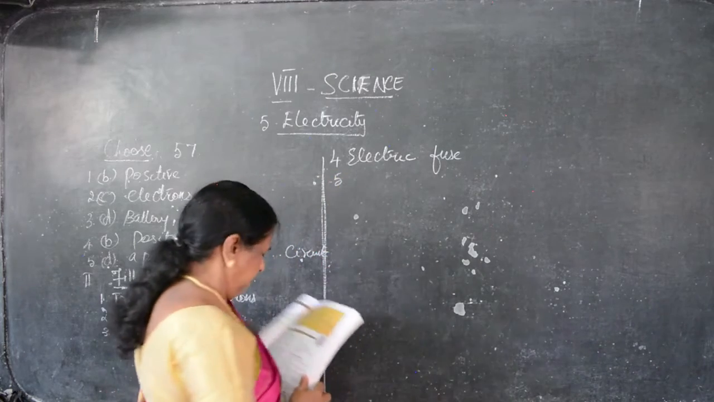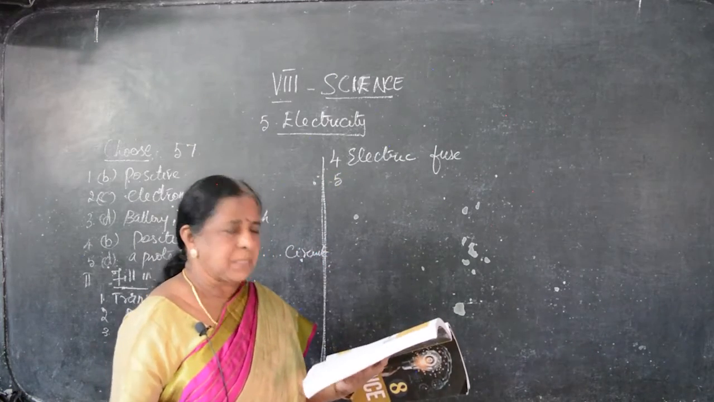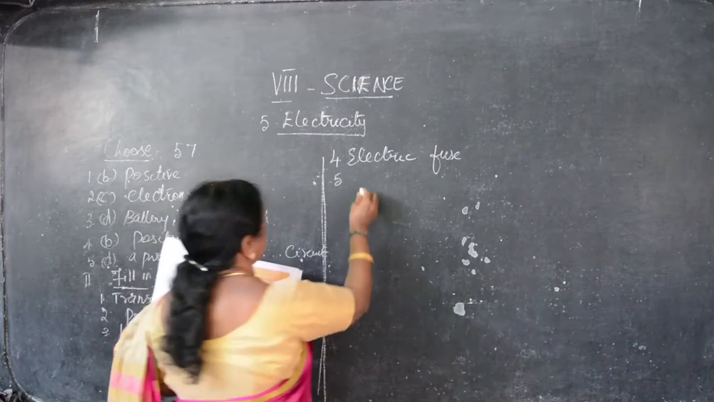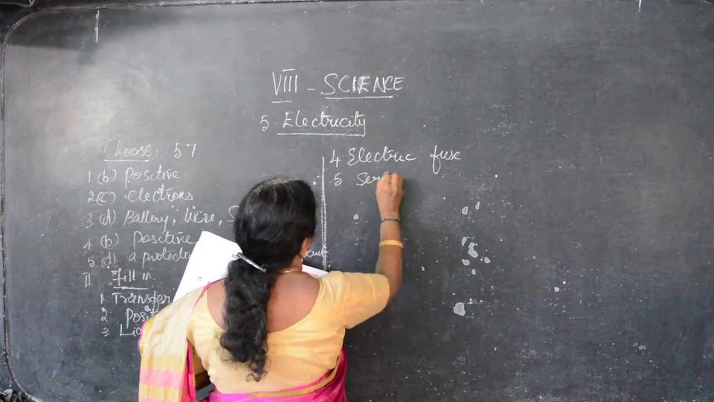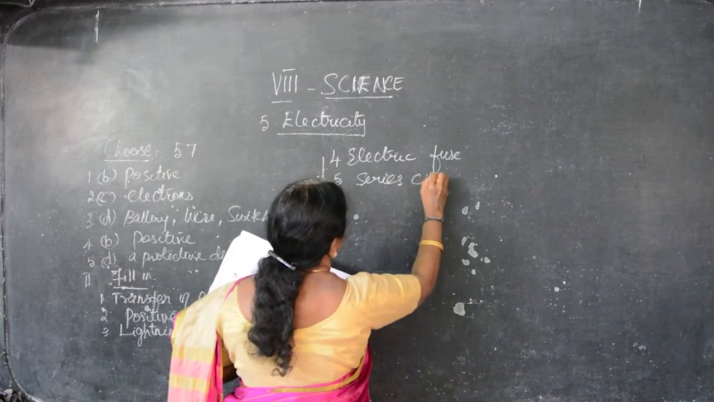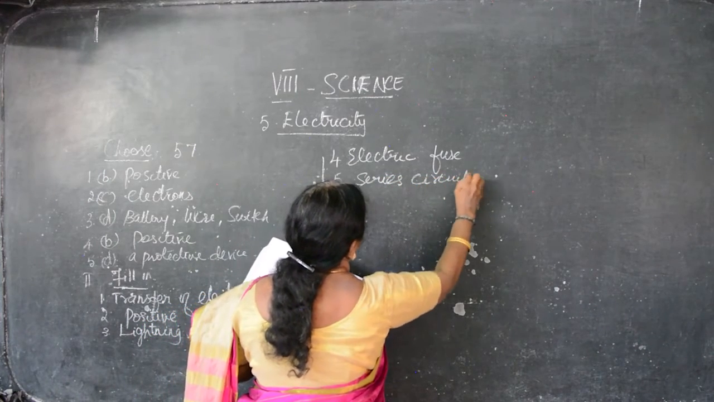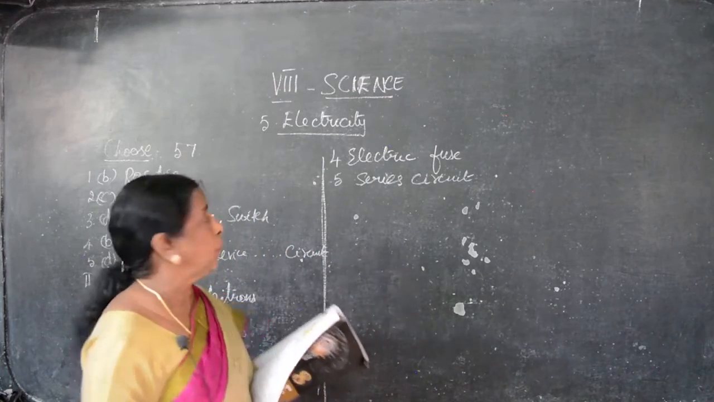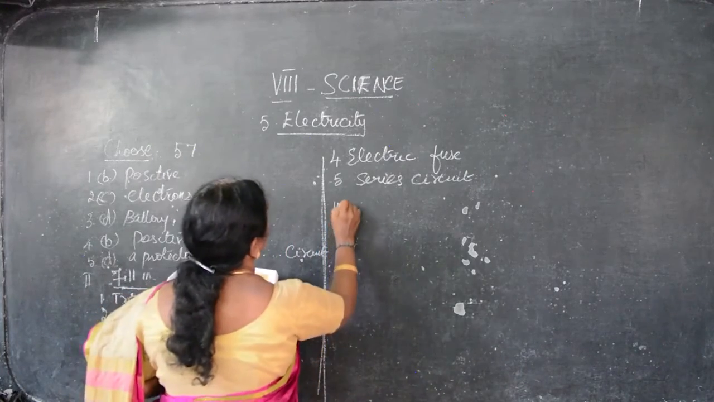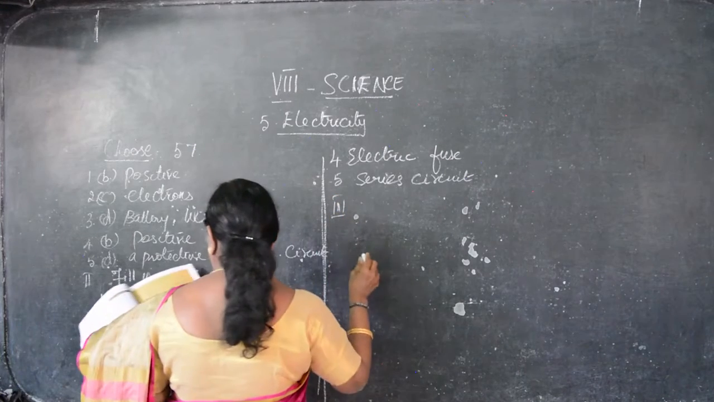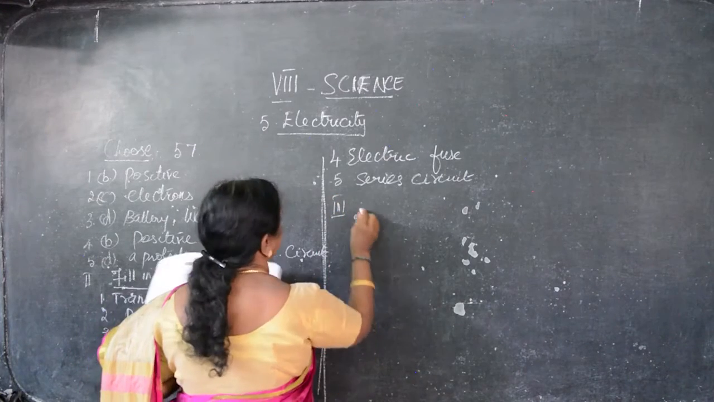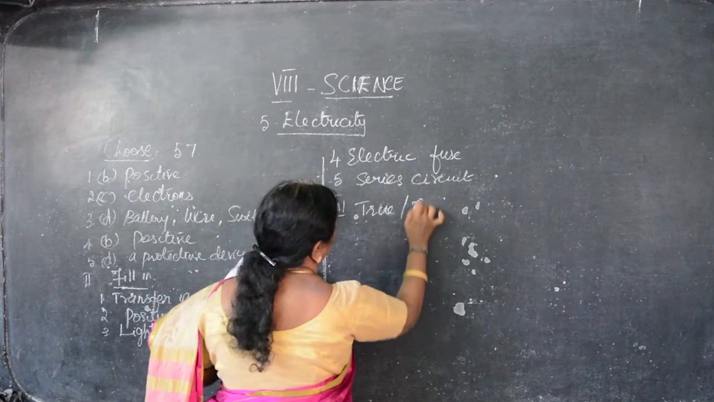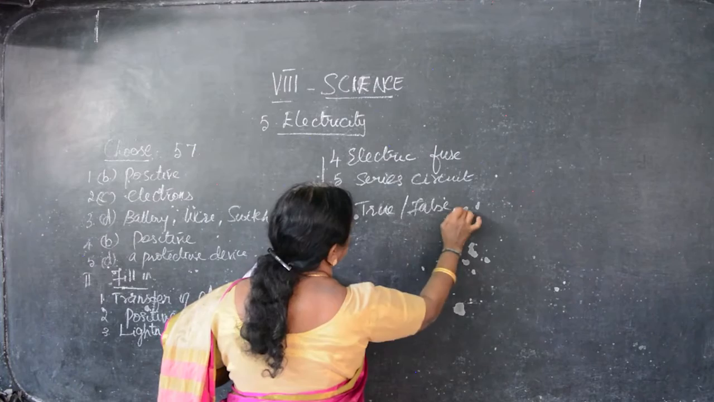And the last fill up. 3 bulbs are connected end to end from a battery. This connection is called series circuit. There are 2 circuits, parallel and series. This is series circuit. Okay. Let us go for Roman number 3. That is true or false. If false, correct the statement.